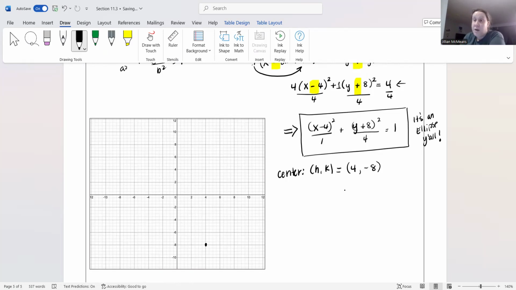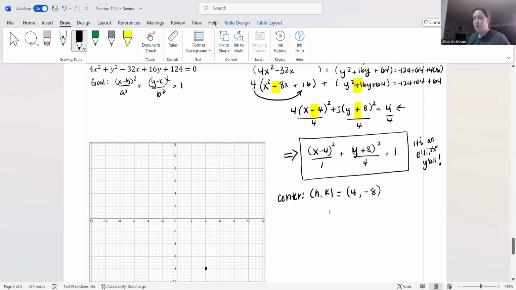We need to figure out our major and our minor axis. So the major and minor axis are certainly going to go through the center, but is this vertically oriented or horizontally oriented? And it's all about where the bigger denominator is, okay? So which one had the b squared, which one has the a squared? Since the larger denominator is with the y, this is going to be vertically oriented. And what that tells me is that my major axis is going to be a vertical line through the center. So my major axis is going to be x equals 4.